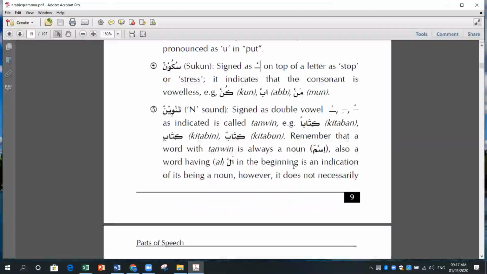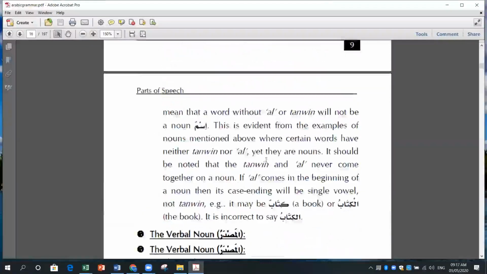When the sound, these letters are doubled, these harakat, they are called tanween and they make the sound of noon. That's why they call it tanween.